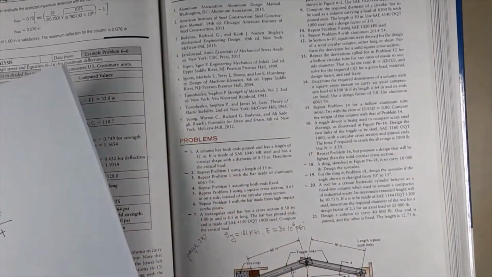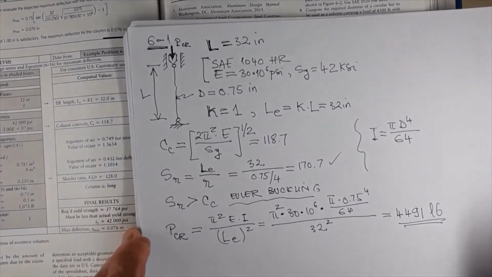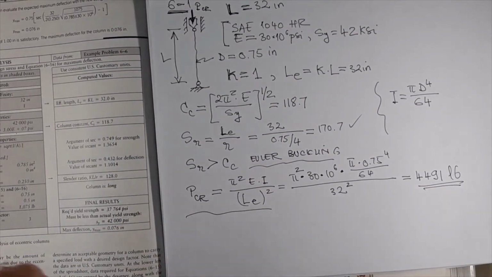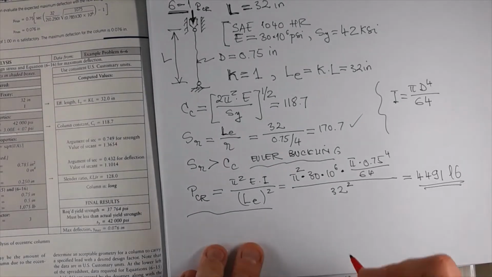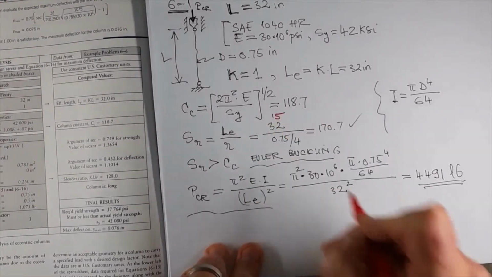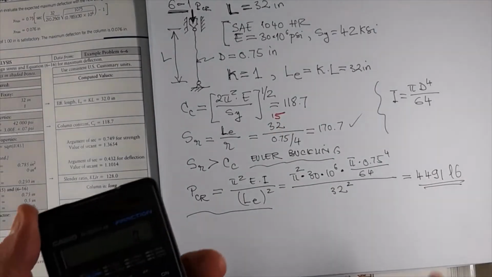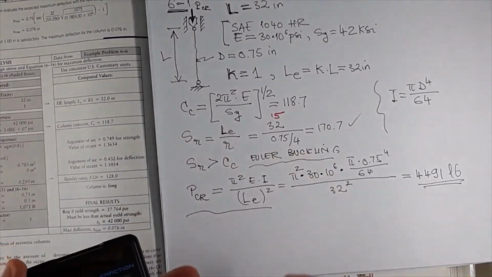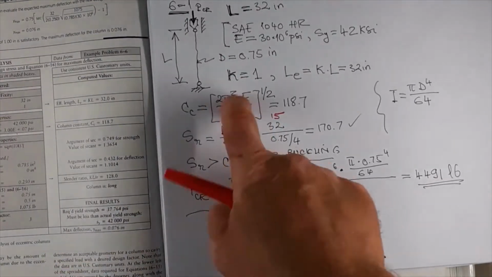It says repeat problem. Let's also do this one. Repeat problem 1 using a length of 15 inches. So less than half. How is this going to change? So instead of 32, we have 15. Repeating, calculating the slenderness ratio. Column constant stays the same.